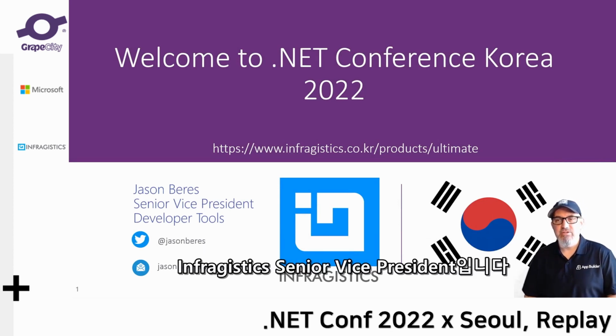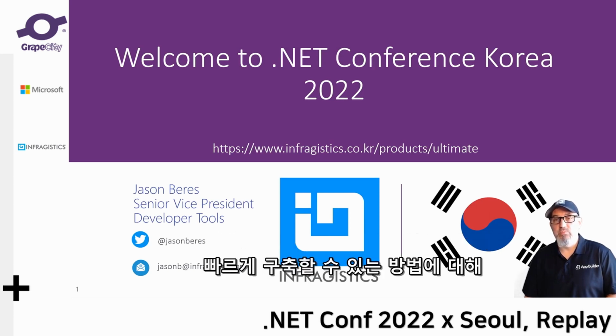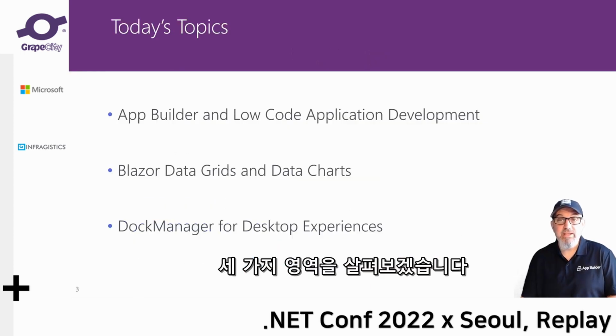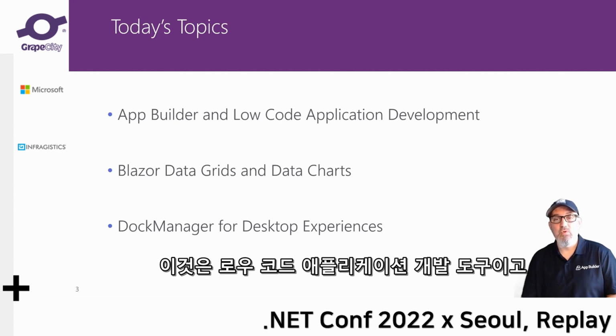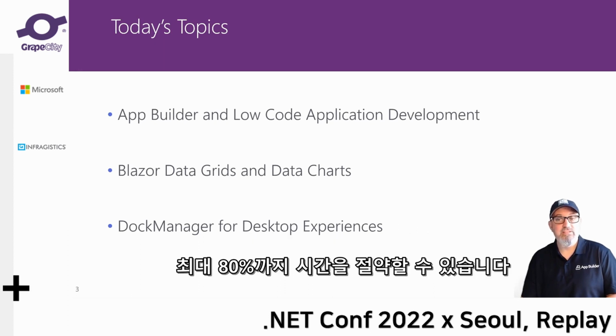I am a Senior Vice President at Infragistics, and today I am going to talk to you about how Infragistics can help you build better applications faster with our tools. We're going to look at three areas today. The first one is our App Builder product, which is a low-code application development tool, which will help you build screens faster than ever and save you up to 80% of your time.